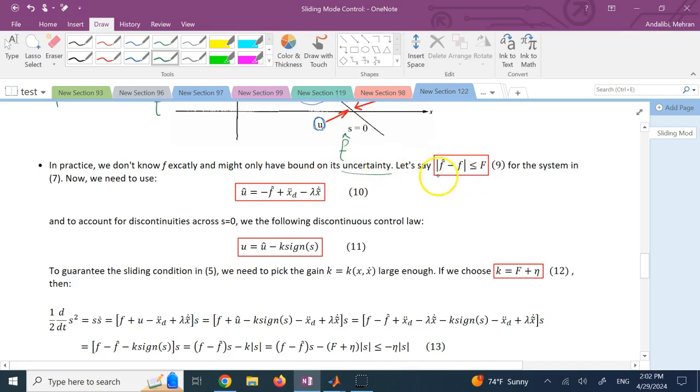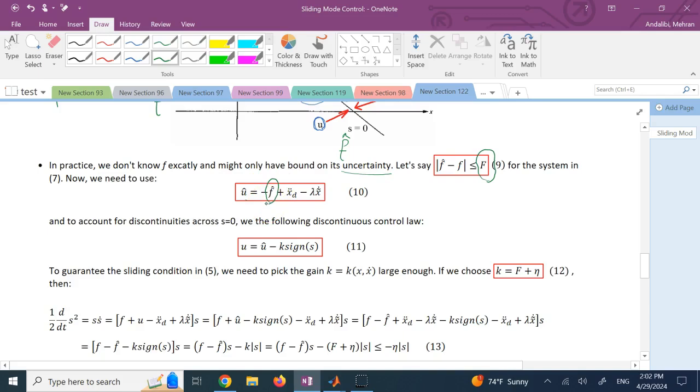For instance, the absolute value of the difference between what we know, f hat, and the actual f is less than or equal to some capital F. Clearly, this capital F is a function, not a constant. It could be a function of x, x dot, or in general, the vector x. So if the distance between our estimate of the function and the actual function is less than or equal to F, then the controller that we pick is exactly like 8, except f is replaced by f hat.